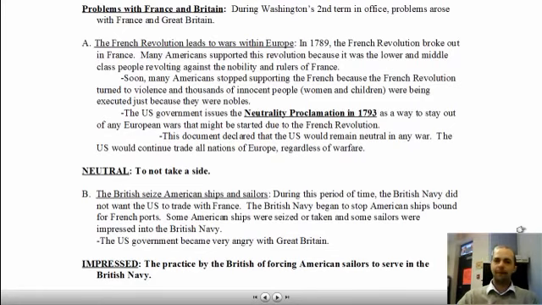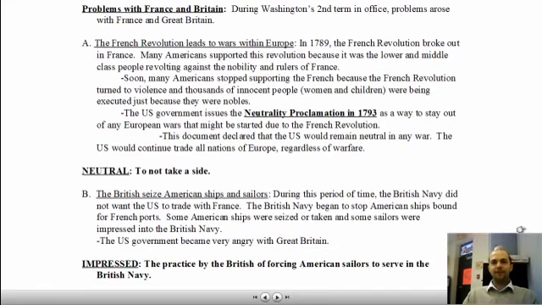But soon, many Americans stopped supporting the French because the French got crazy. They started being violent with their people. They were chopping people's heads off with guillotines. There was a lot of chaos. Women and children were suffering. Innocent people were being abused. It was no good. It was not what the American Revolution looked like.